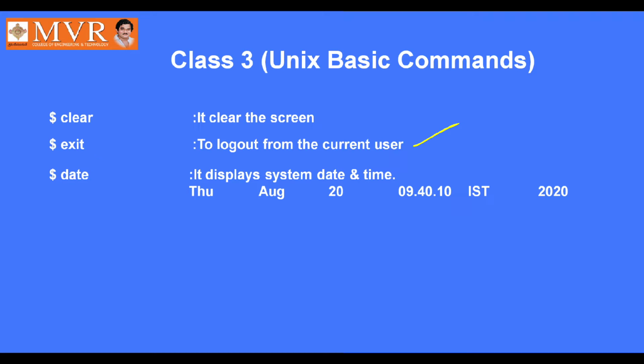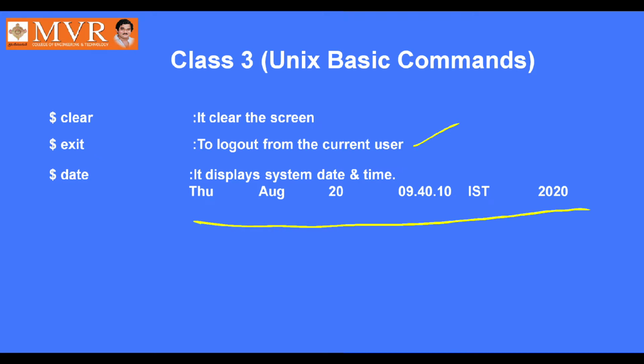Okay, and the next one is the date command. Whenever you type date and press enter, it displays the system date and also the time. The current date and time will be displayed. So the output will look something like this.